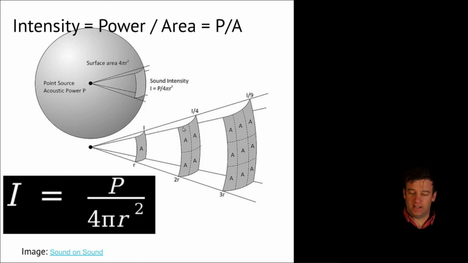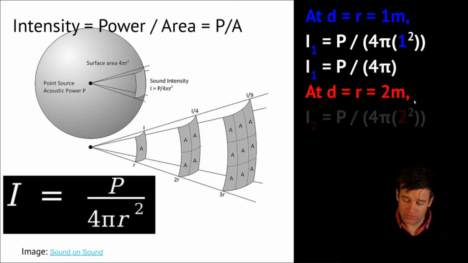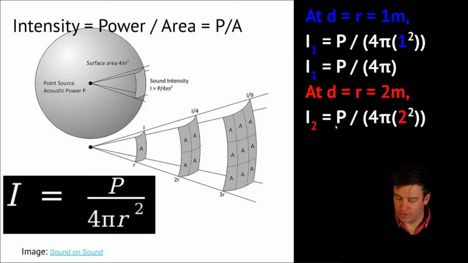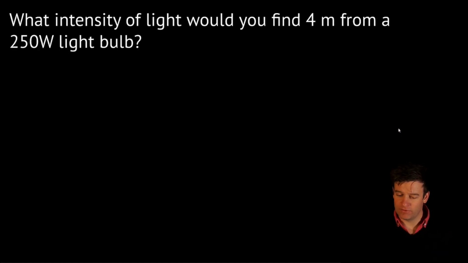If you want to know the intensity of a light at a given distance, we're going to call that distance r. We're going to call the intensity I, and we're going to need to know the power of the light, which we'll call P. At a distance of 1 meter, intensity at 1 meter equals the power of the light divided by 4 pi, 1 squared. At a distance of 2 meters, intensity at 2 meters equals power of the light divided by 4 pi, 2 squared, because the area of the sphere at 2 meters is so much larger. You can see that you have 1/4 the intensity as you get only 1 meter further away.